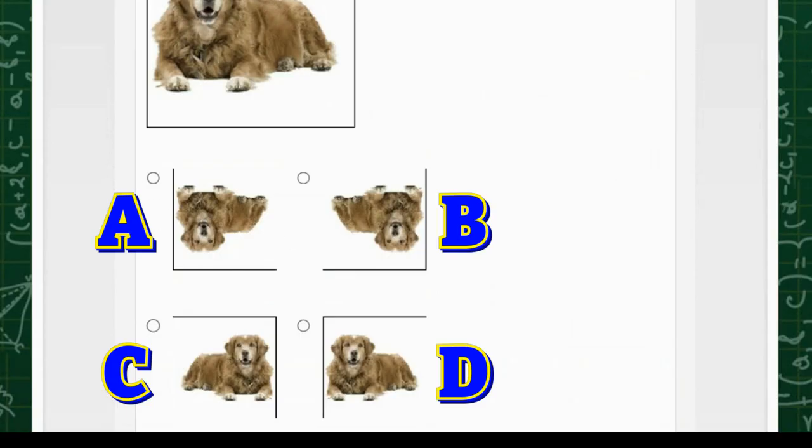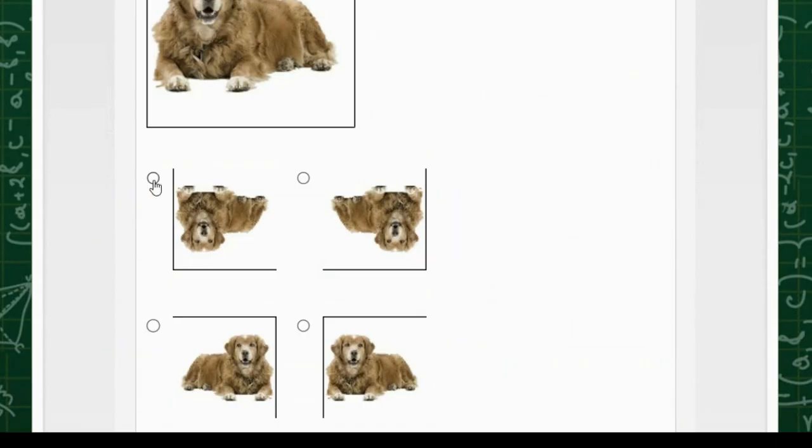A is the top left. B is the top right. C and D are on the bottom. A, B, C, D. Puppy dog reflected over the x-axis. Yes, A. I see lots of A's. Puppy dog, we just reflect straight down right there.